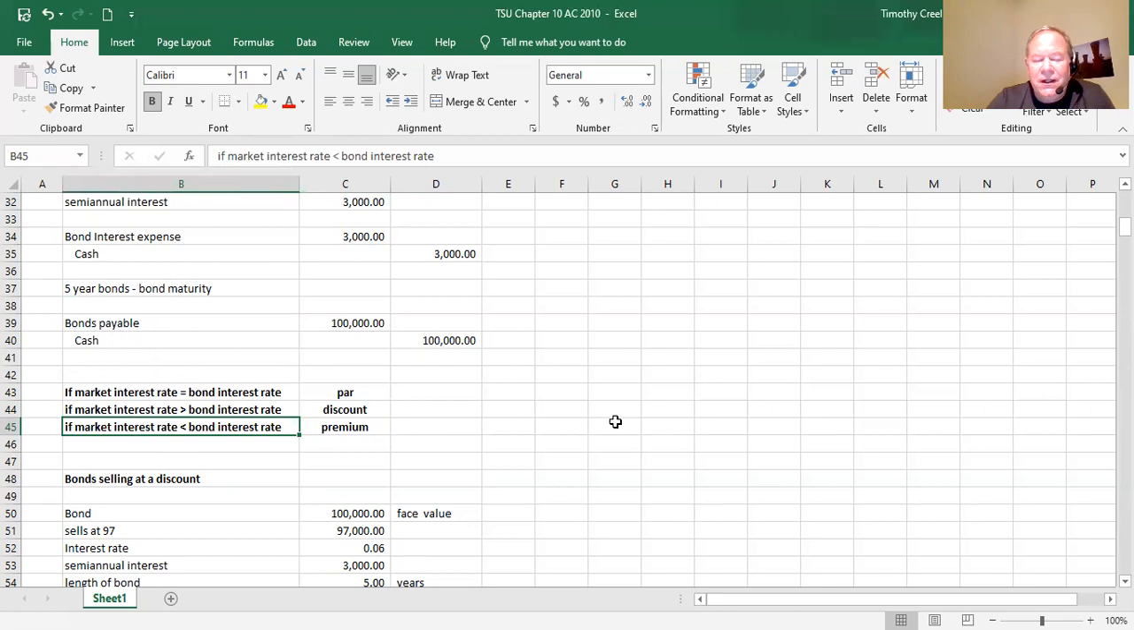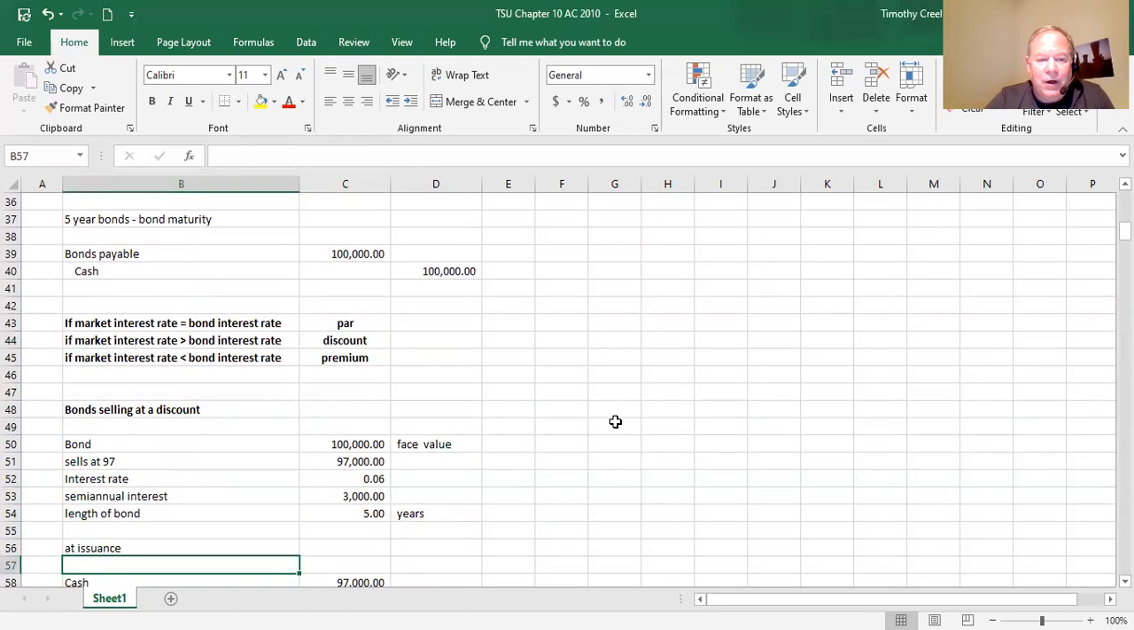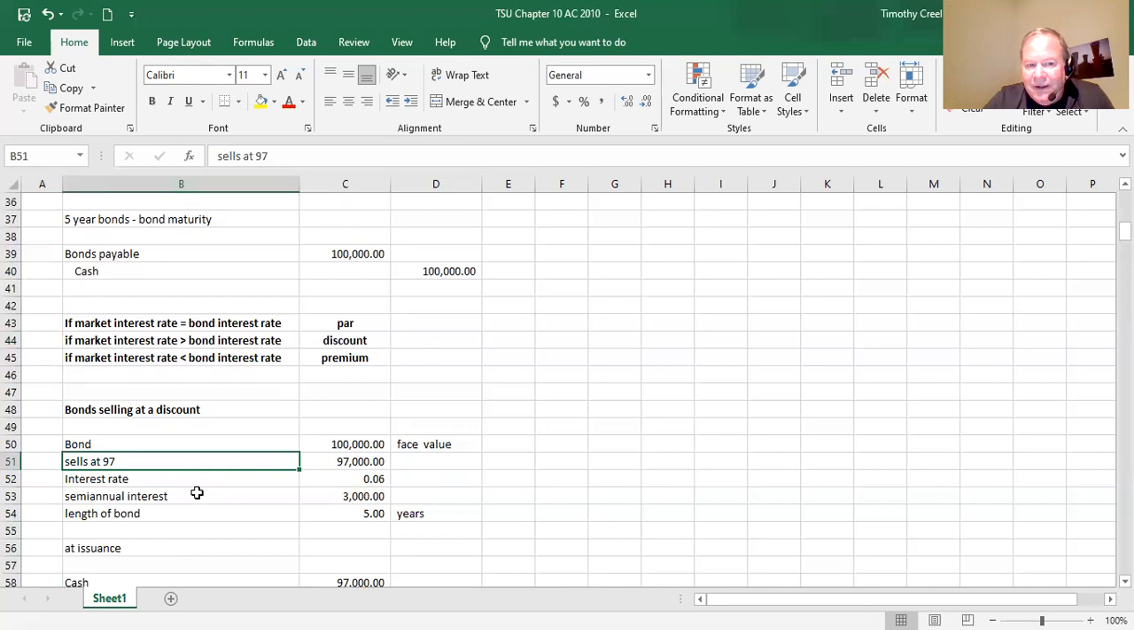Now, let's look at an example of a discount. Let's say that we've got a bond here, and this bond is 100,000 face value. It's selling at 97. What you're going to see for bonds is a lot of times they're going to say sells at 97. What that means is that it's selling at 97% of face value.